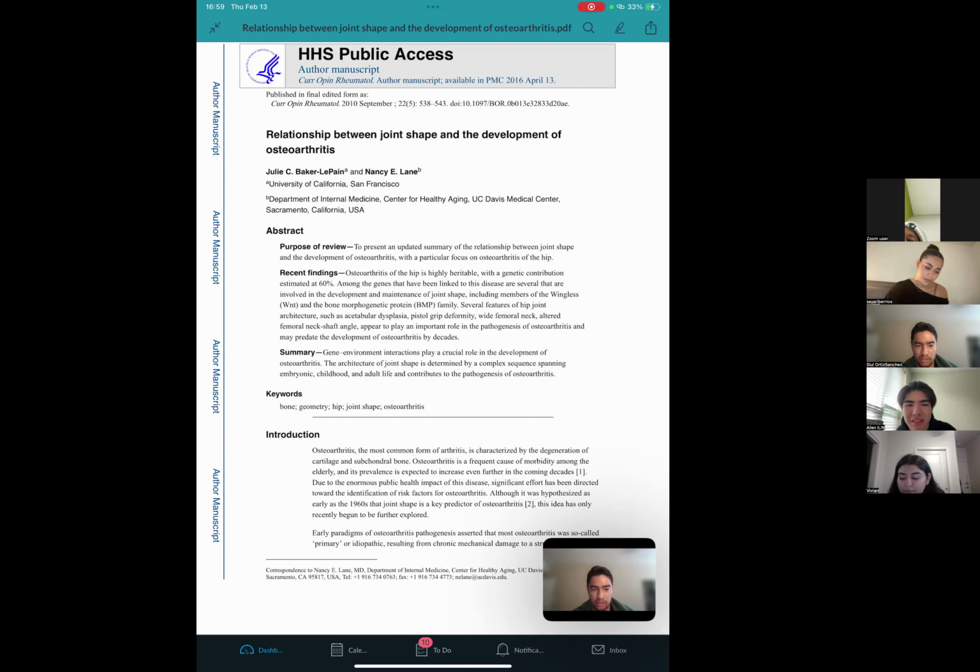The architecture of joint shape is determined by a complex sequence spanning embryonic, childhood, and adult life and contributes to the pathogenesis of osteoarthritis. Big keywords: bone, geometry, hip, joint shape, and osteoarthritis.